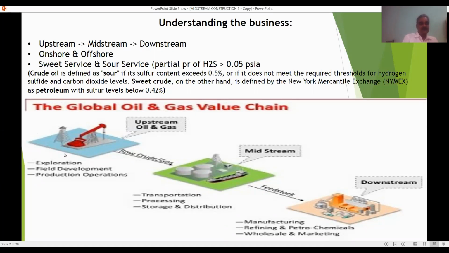Upstream covers introduction, exploration, field development and production operations. Then midstream is mainly for transportation of oil and gas, processing, storage and distribution. Further it goes to the downstream area: manufacturing, refining and petrochemicals, with wholesale and marketing. This is the downstream area. Now we are going to discuss midstream. Is it clear?